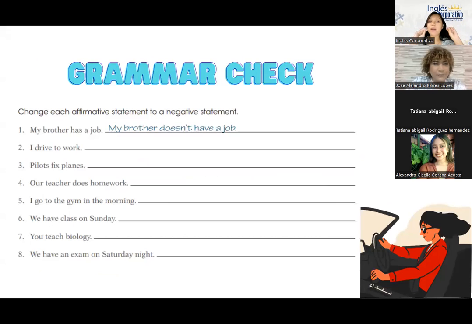It says grammar check. Let's change the affirmative statement to a negative statement. And we have the example. My brother has a job. Negative. My brother doesn't have a job. Number two. In negative. We have it in positive. So give it to me in negative.